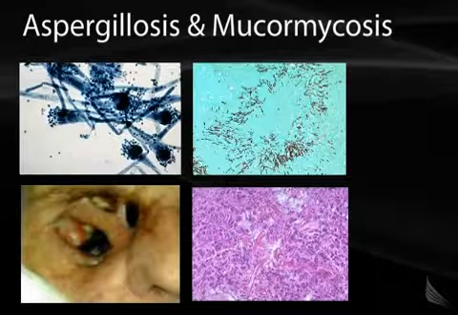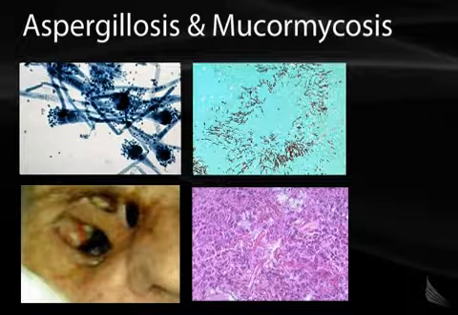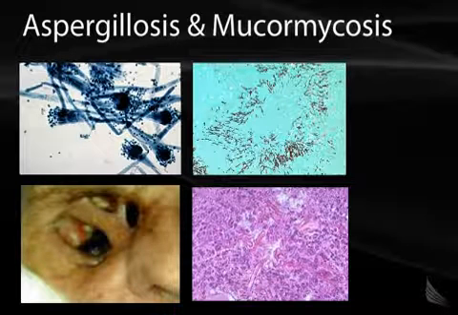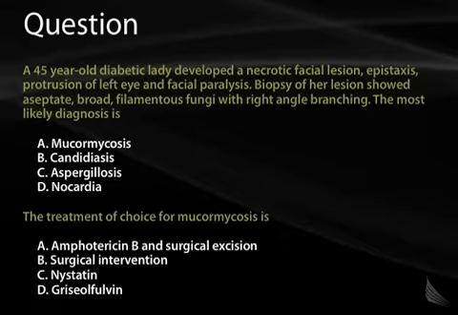Next, we're going to talk about aspergillosis and mucormycosis. These are some pictures showing the acute branching hyphae and the budding yeasts. This is a clinical picture of somebody's eye which is in a lot of trouble. Mucormycosis can cause orbital and ocular infections and can be fatal in diabetics and immunocompromised people.